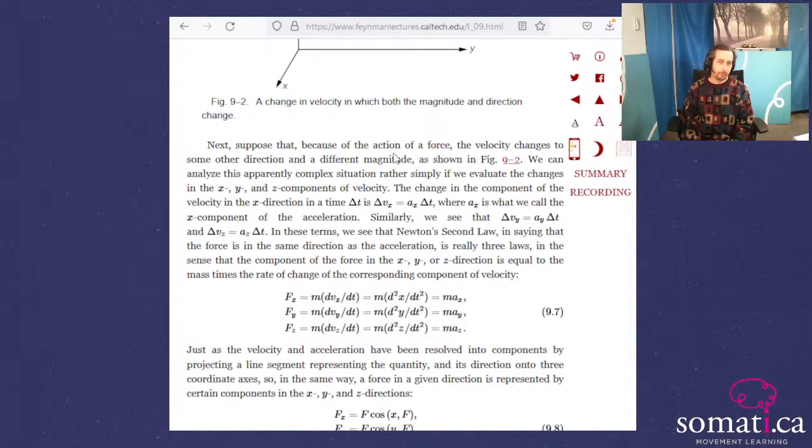And Feynman's wording is, in these terms, we see that Newton's second law, in saying that the force is in the same direction as the acceleration, is really three laws, in the sense that the component of the force in the x, y, z direction is equal to mass times the rate of change of the corresponding component of velocity.